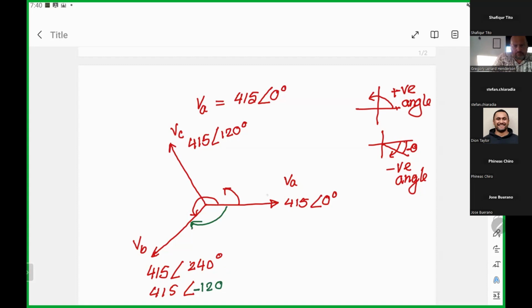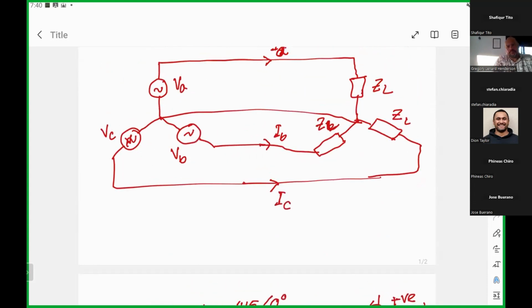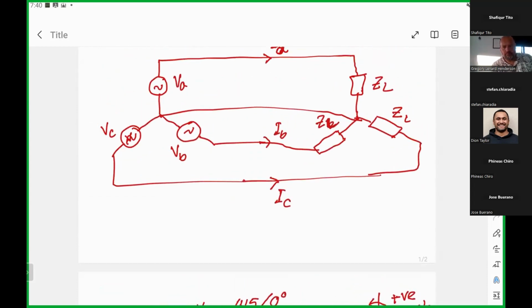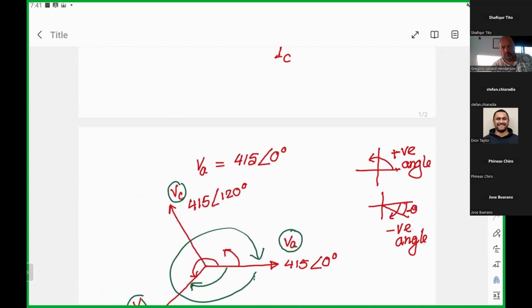This is called the positive sequence, because positive sequence means I have the first phase A, then B, and then C. If I move in this direction, I find the A, B, C phases. This is the three-phase system. Similarly, if I draw my currents, all three currents will be the same, and each will be separated by 120 degrees. So this is the three-phase system.